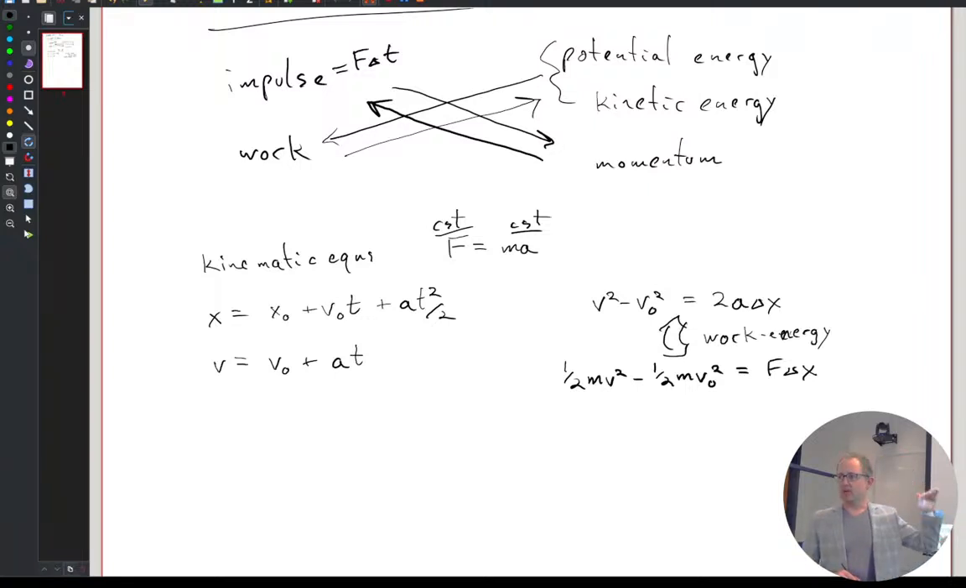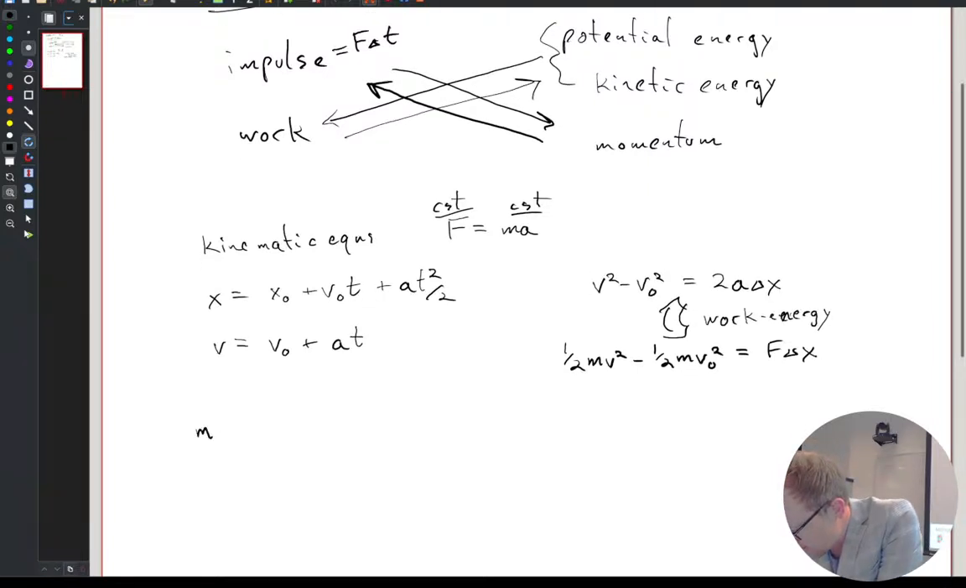Which kinematic equation do I get for impulse and momentum for a constant force applied? Where do I end up? Bottom left? Makes sense, right? Probably not the first one, since we're only dealing with velocity. So if I say mv equals mv0, so momentum equals momentum plus ma, which is now F again. This is F delta t. So F delta t is a change in momentum again.